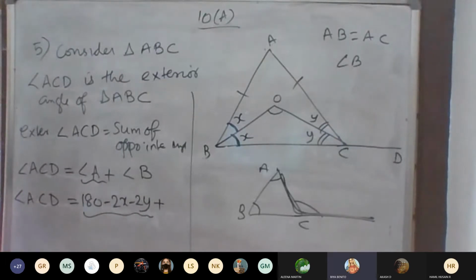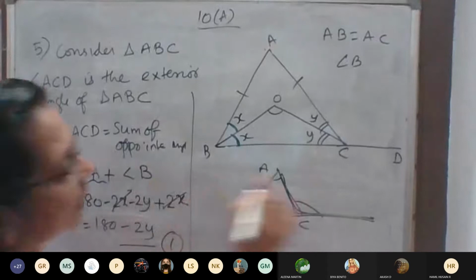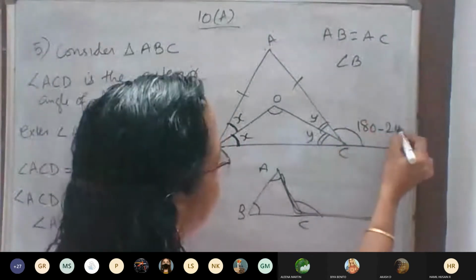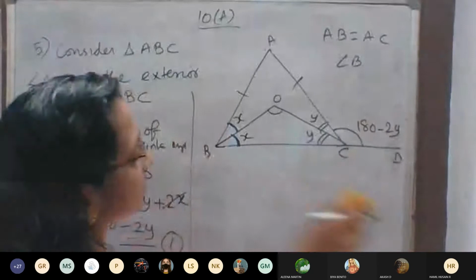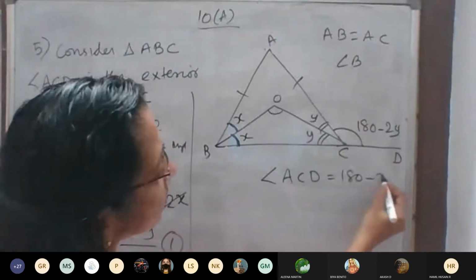Angle B, 2x, 2x. So 2x we can cancel. So angle ACD we got as 180 minus 2y. Let it be equation number 1. That is, angle ACD we now got as 180 minus 2y.